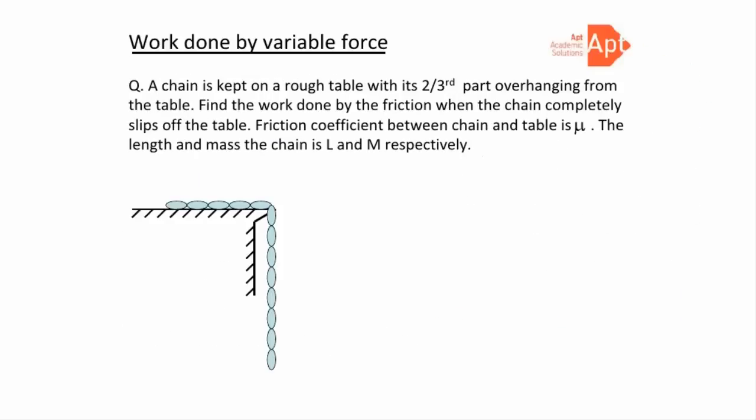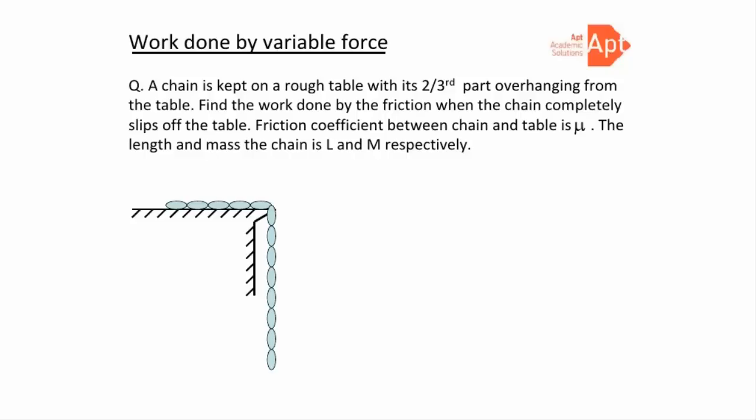Here we have a chain kept on a rough table with its 2/3 part overhanging from the table. Find the work done by the friction when the chain completely slips off the table. Friction coefficient between chain and table is mu. The length and mass of the chain are capital L and capital M respectively. So this is the chain which we have.